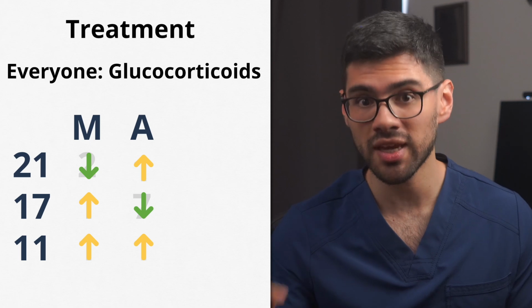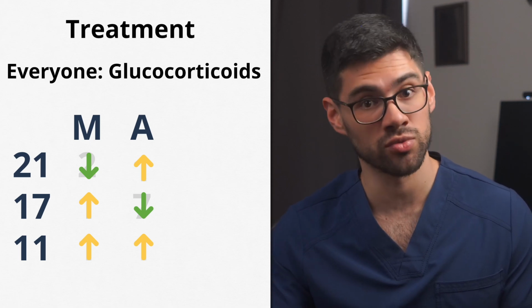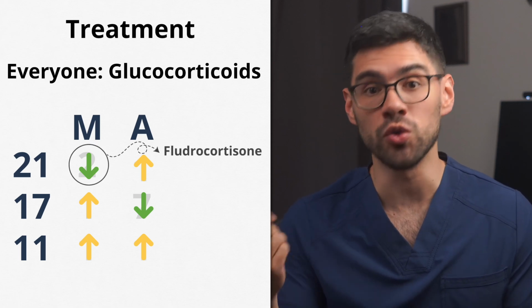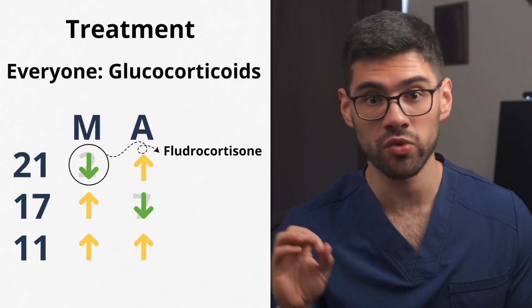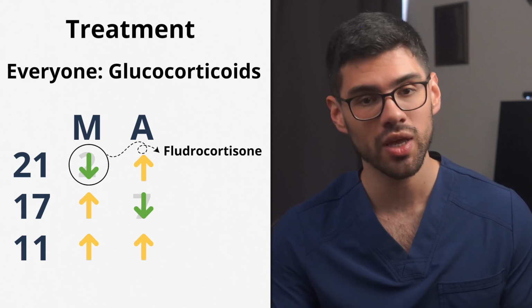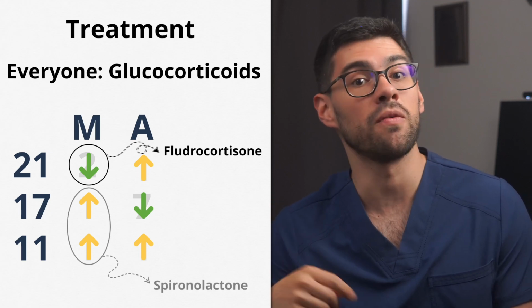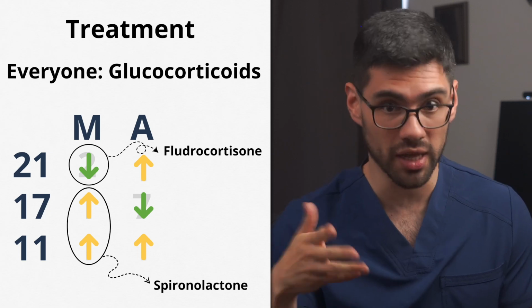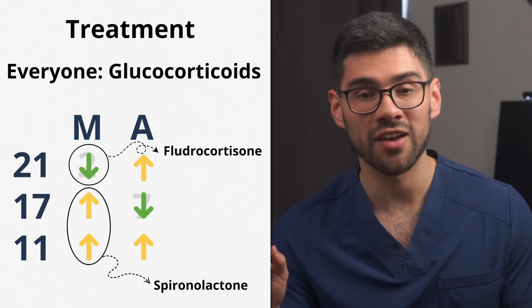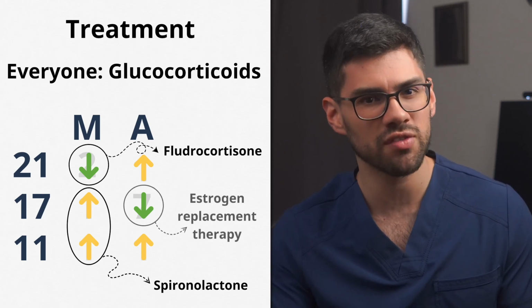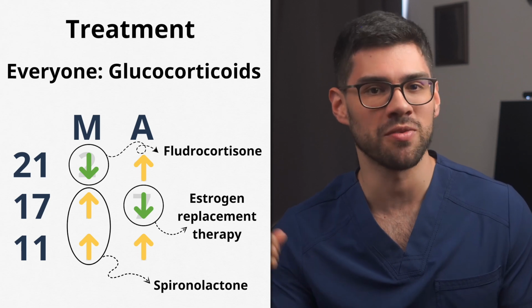And for treatment, you should remember that glucocorticoid replacement therapy with something like hydrocortisone is always needed in all patients except those with the non-classic forms of the disease. In cases of reduced mineralocorticoid production, we replace it with fludrocortisone. In cases of excess of mineralocorticoid production, we block it with spironolactone, and for females with low sex hormone levels, we provide estrogen replacement therapy.